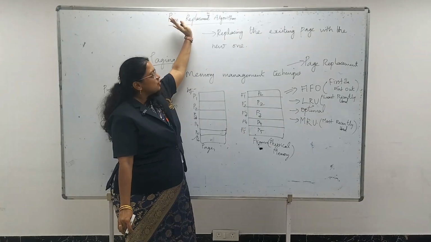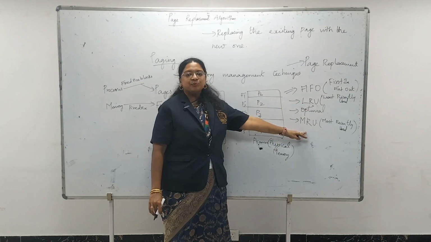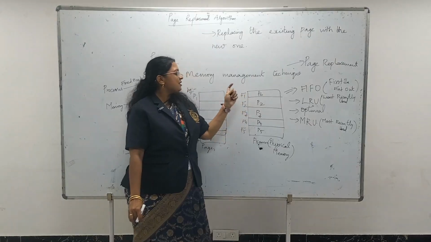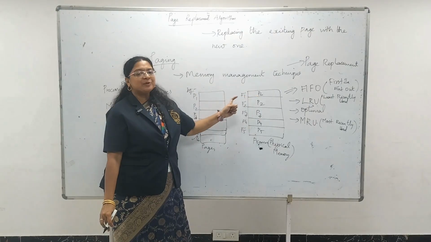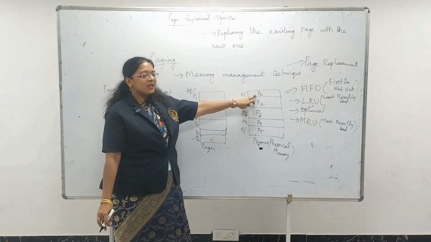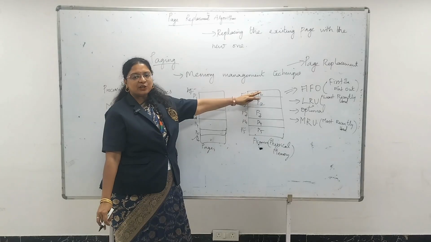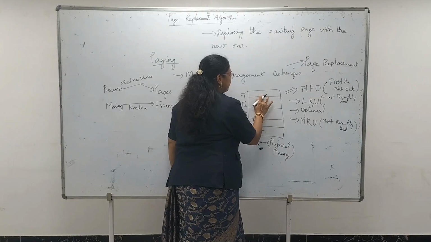The algorithms are FIFO, LRU, optimal, and most recently used. In the FIFO principle, that is first in, first out, you replace the page which was inserted first with the new one. P1 is to be removed and P6 is to be filled in your first frame. Next, the LRU, least recently used.